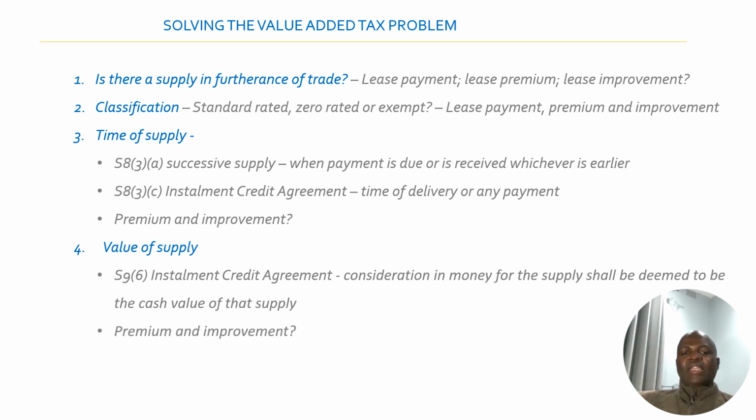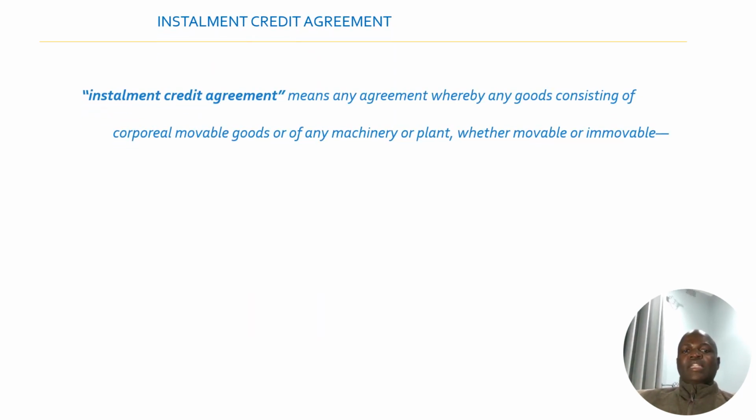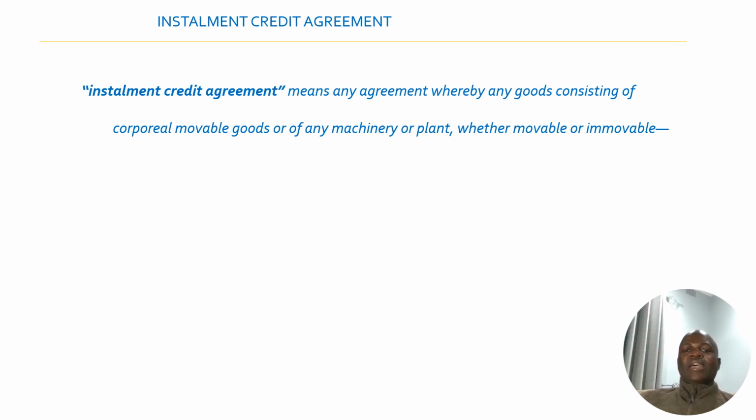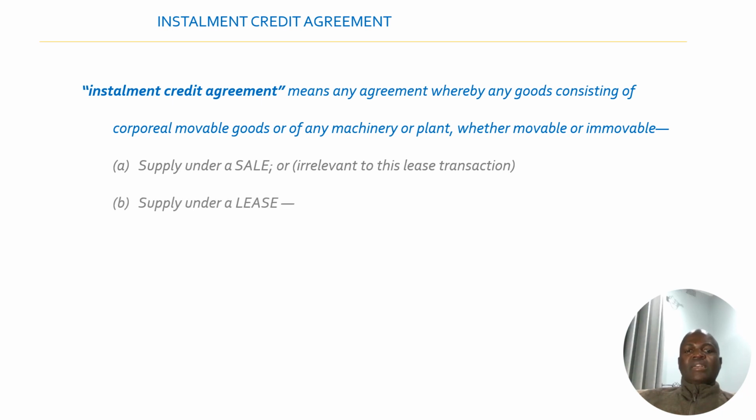Right. So again, we're not looking at the premium and improvement when it comes to installment credit agreements. What is an installment credit agreement? It arises either in a sale or in a lease, right? For goods consisting of movables or machinery, whether the machinery is movable or immovable. So here, supply under sale, we're not worried about it because we are dealing with leases. But when it's a supply under lease, there's got to be four key characteristics.